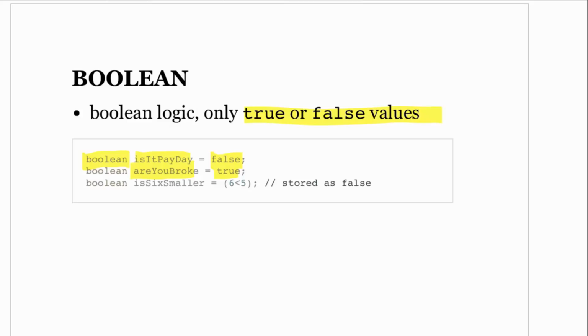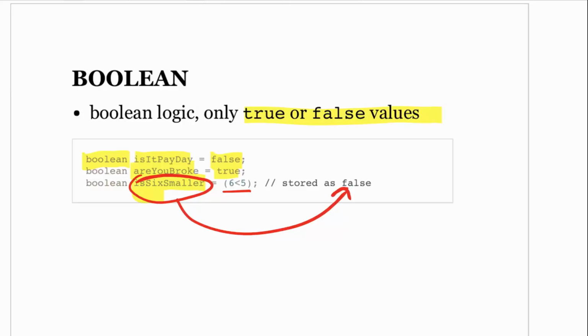And so Booleans act as a kind of check. If you were going to check whether 6 is smaller than 5, you could just do boolean is6Smaller, which you can call whatever you want, equals 6 less than 5. If 6 is less than 5, then it would display true. But obviously, mathematically, 6 is greater than 5. So this variable is6Smaller would hold the value false, because 6 is not less than 5, 6 is greater than 5. So you can do arithmetic checks using Boolean.